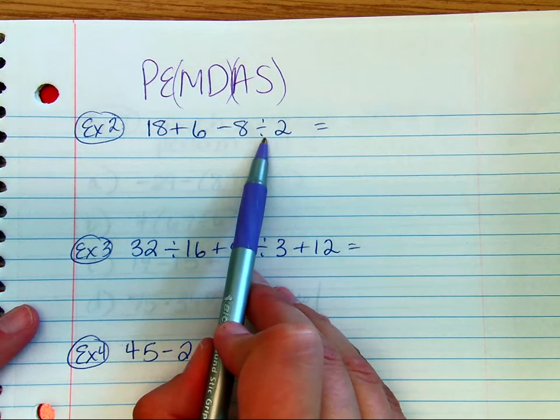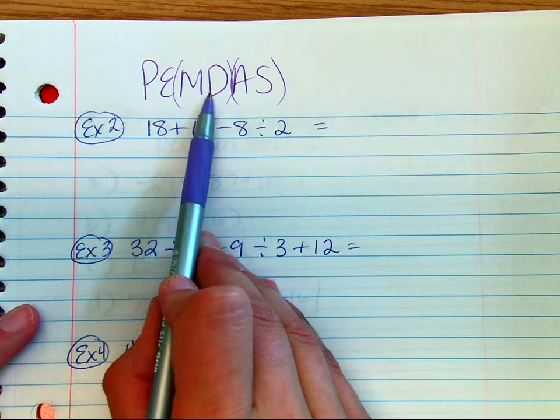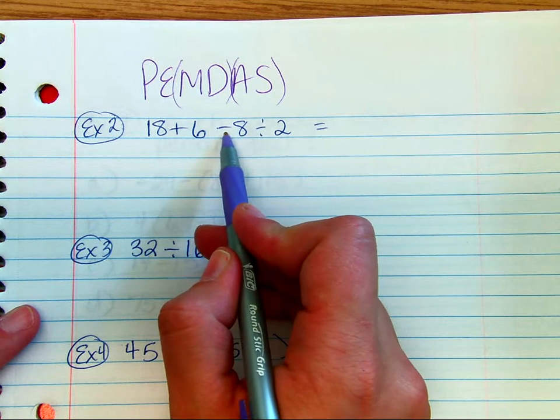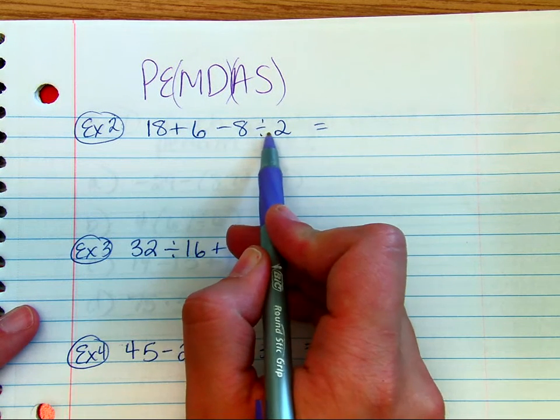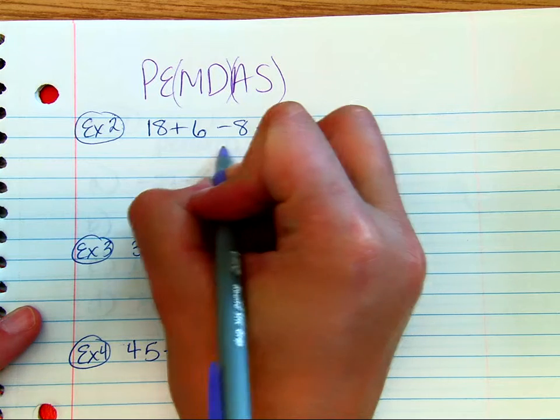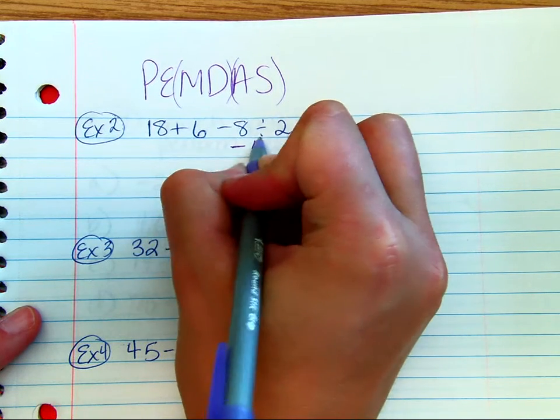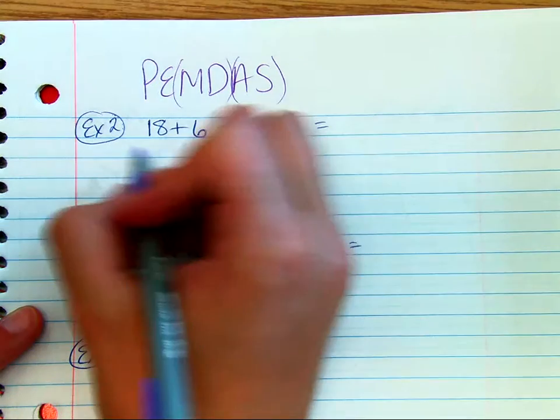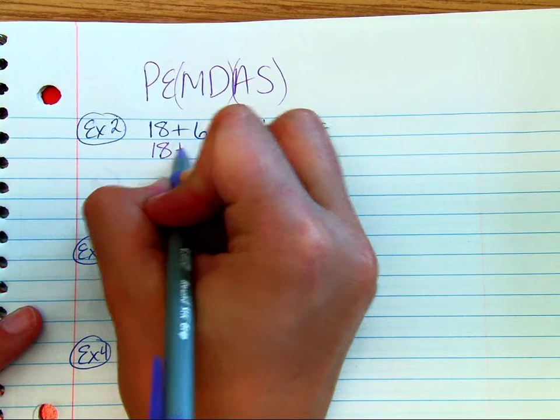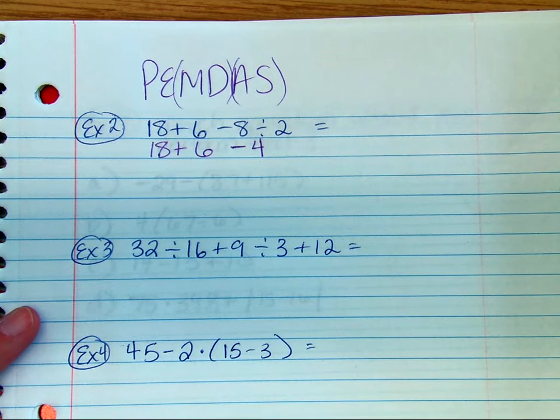Division comes first out of those operations. Notice it comes first in PEMDAS. So we'll do the negative 8 divided by 2 first. Negative 8 divided by 2 leaves us with negative 4. So bring everything else down that you haven't used yet. That's the proper way to show your work.